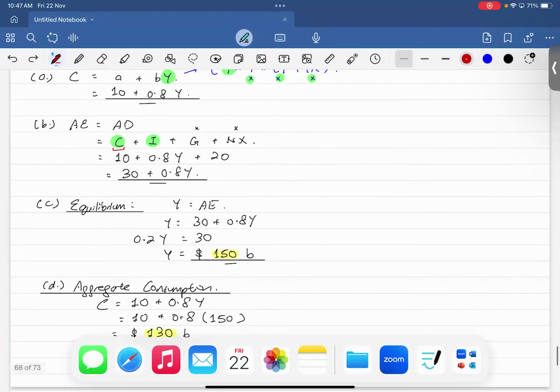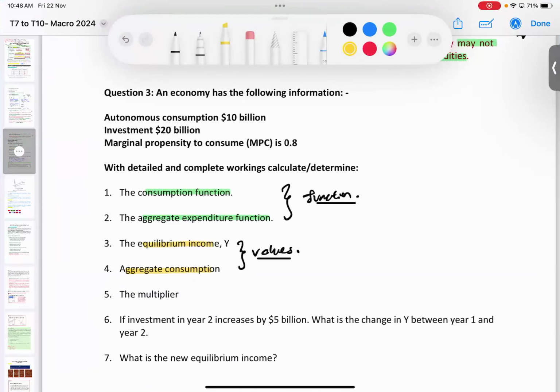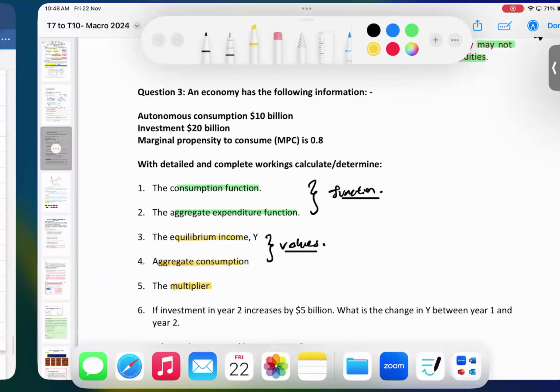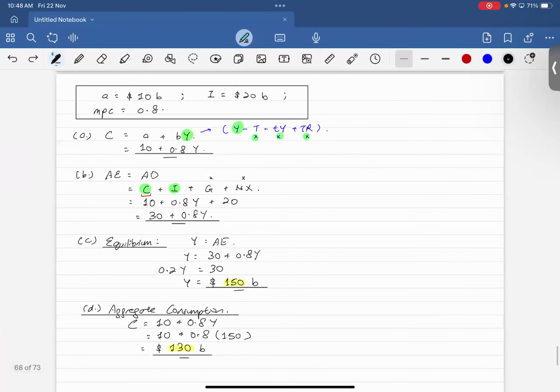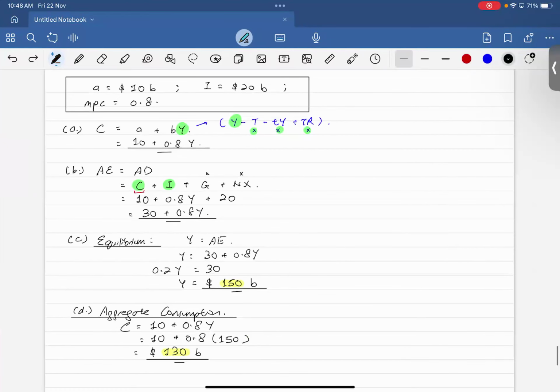Okay, next one. Question E, multiplier. So use back the formula: 1 divided by 1 minus b. B is your MPC. So at the end, you will get the answer, which is 5.